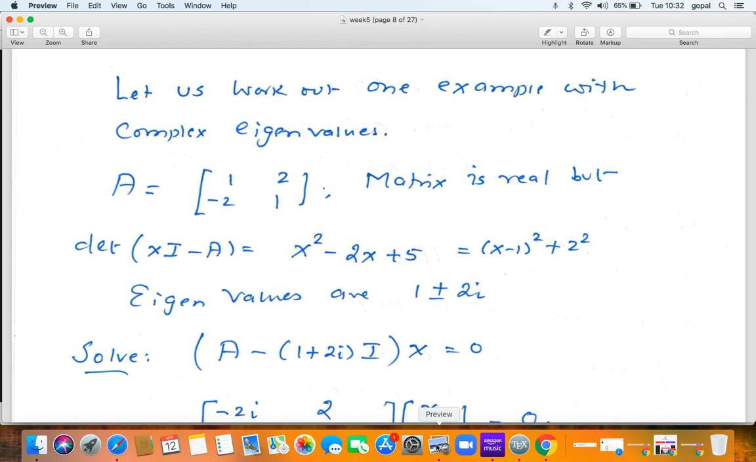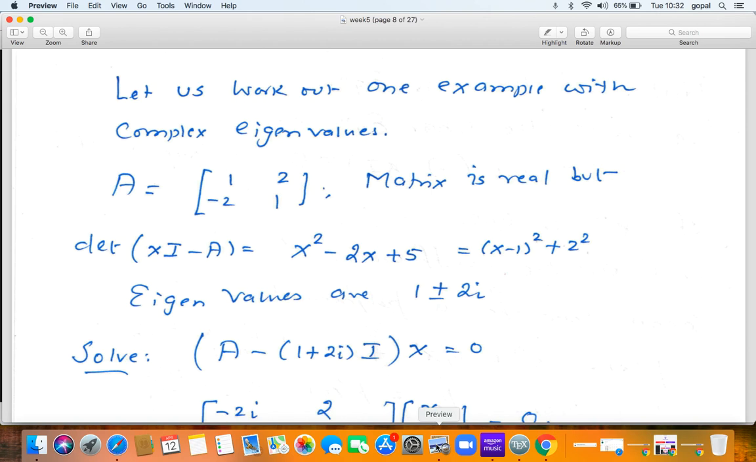The matrix is real, and let's calculate the characteristic equation, determinant of xI minus A. It turns out that it's going to be (x minus 1) the whole squared plus 4, that is x squared minus 2x plus 5, so the eigenvalues are 1 plus minus 2i. Let us take the eigenvalue 1 plus 2i and see what happens. Lambda is 1 plus 2i.